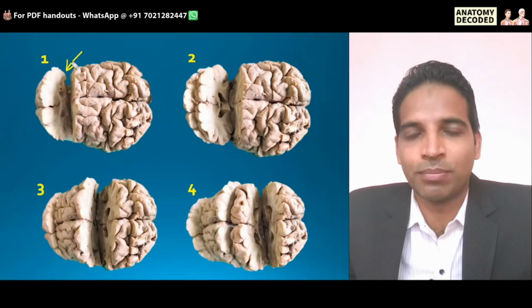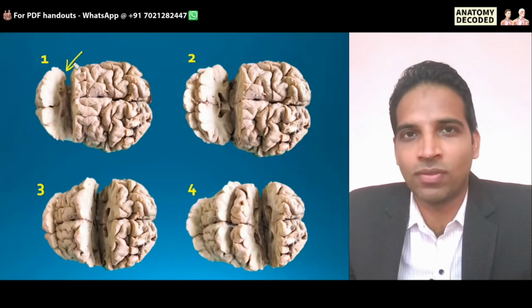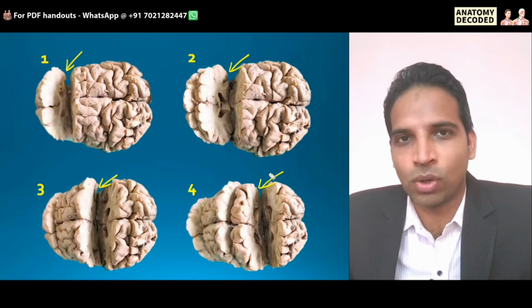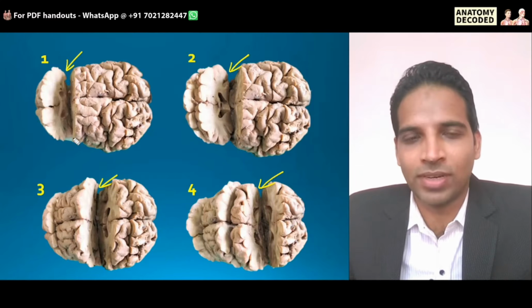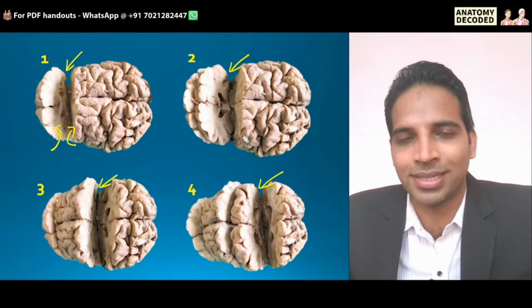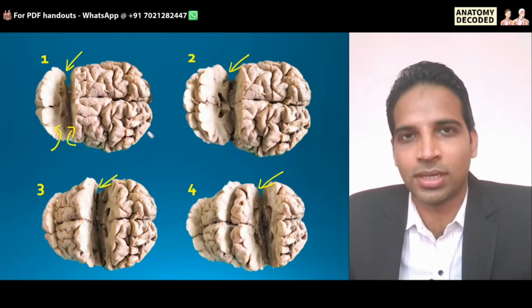So here is section number 1 passing through the anterior horn of the lateral ventricle. Section number 2 is also passing through the anterior horn. Section 3 is passing through the body, and section 4 is passing through the posterior horn of the lateral ventricle. Okay, when we take this section, two views are possible. We can view from this side, we can view from this side. Okay, similarly for the other sections.